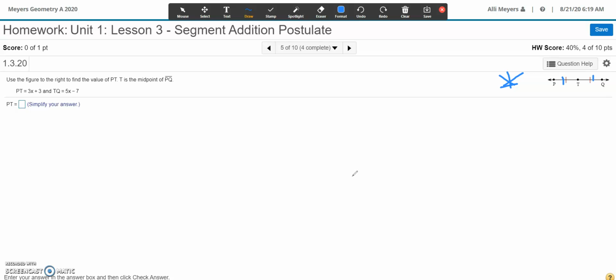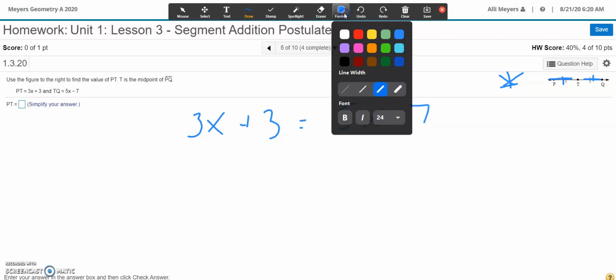So basically, they tell me PT is 3x plus 3, and then they tell me TQ. Those two pieces should be the same, so I'm not going to overcomplicate this. I'm just going to set these equal, and then it's just an algebra problem. You just have to solve that for x.